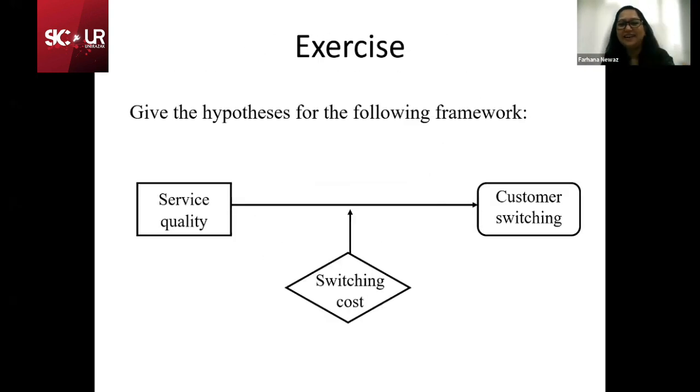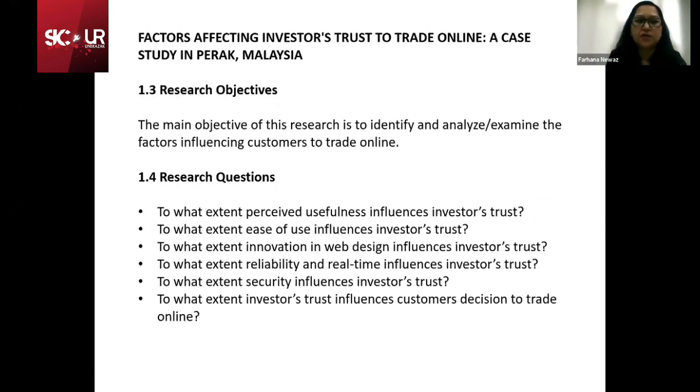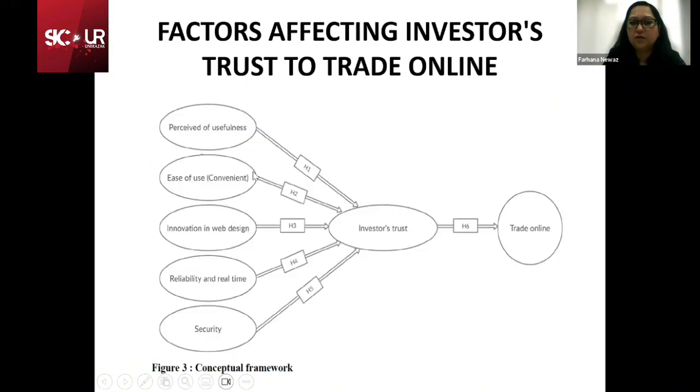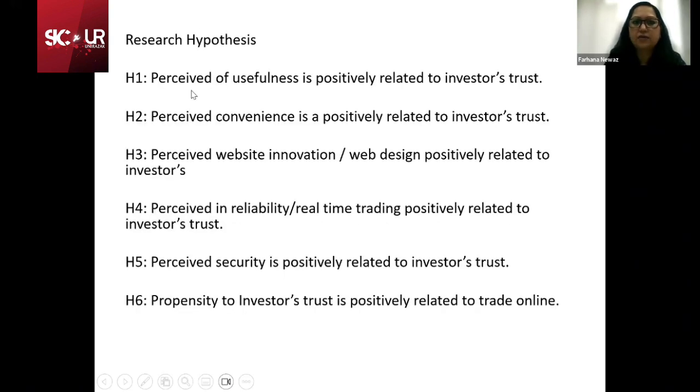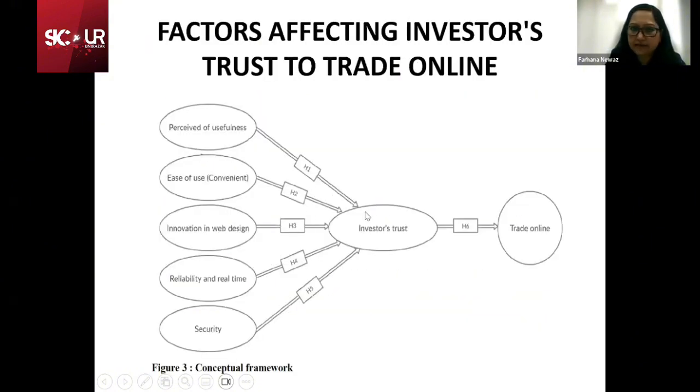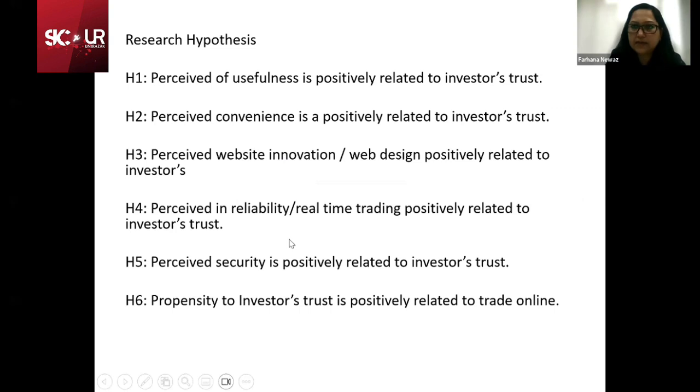So this one, the factors affecting investors' trust to trade online, is a study on this model, and six hypotheses can be seen from the model. Then just write it down. Perceived usefulness is positively related to investors' trust. Perceived convenience is positively related to investors' trust, right? And so on, based on the relationships, you write down the hypotheses.